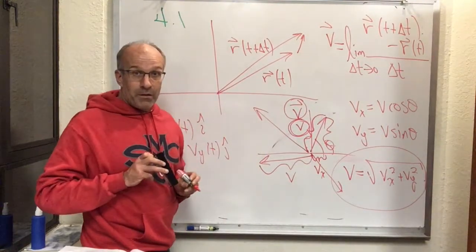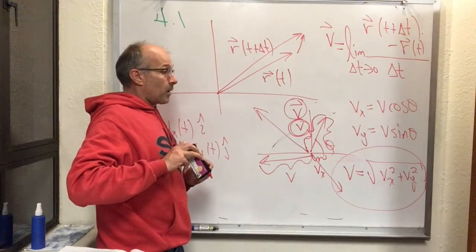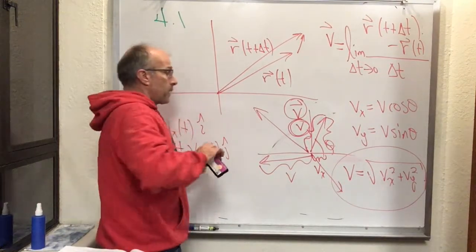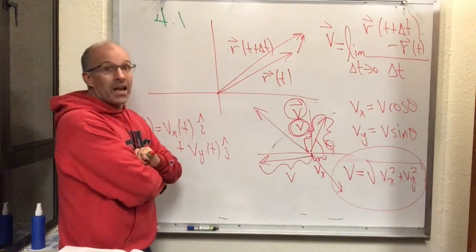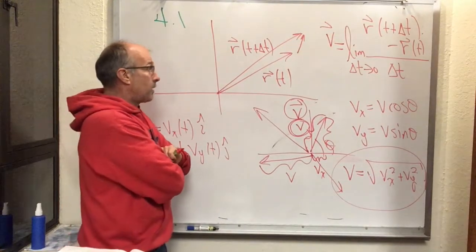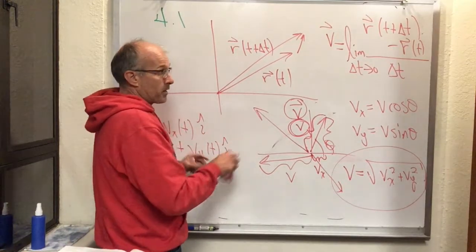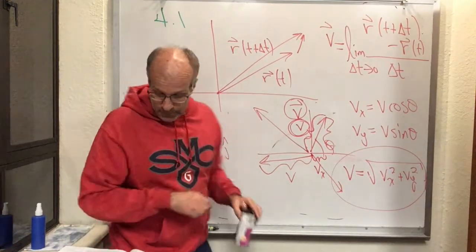I'm going to attempt to be very careful. Yell at me if I screw up. Speed is a positive quantity that is the length of the velocity vector. And the velocity vector can have positive or negative components.